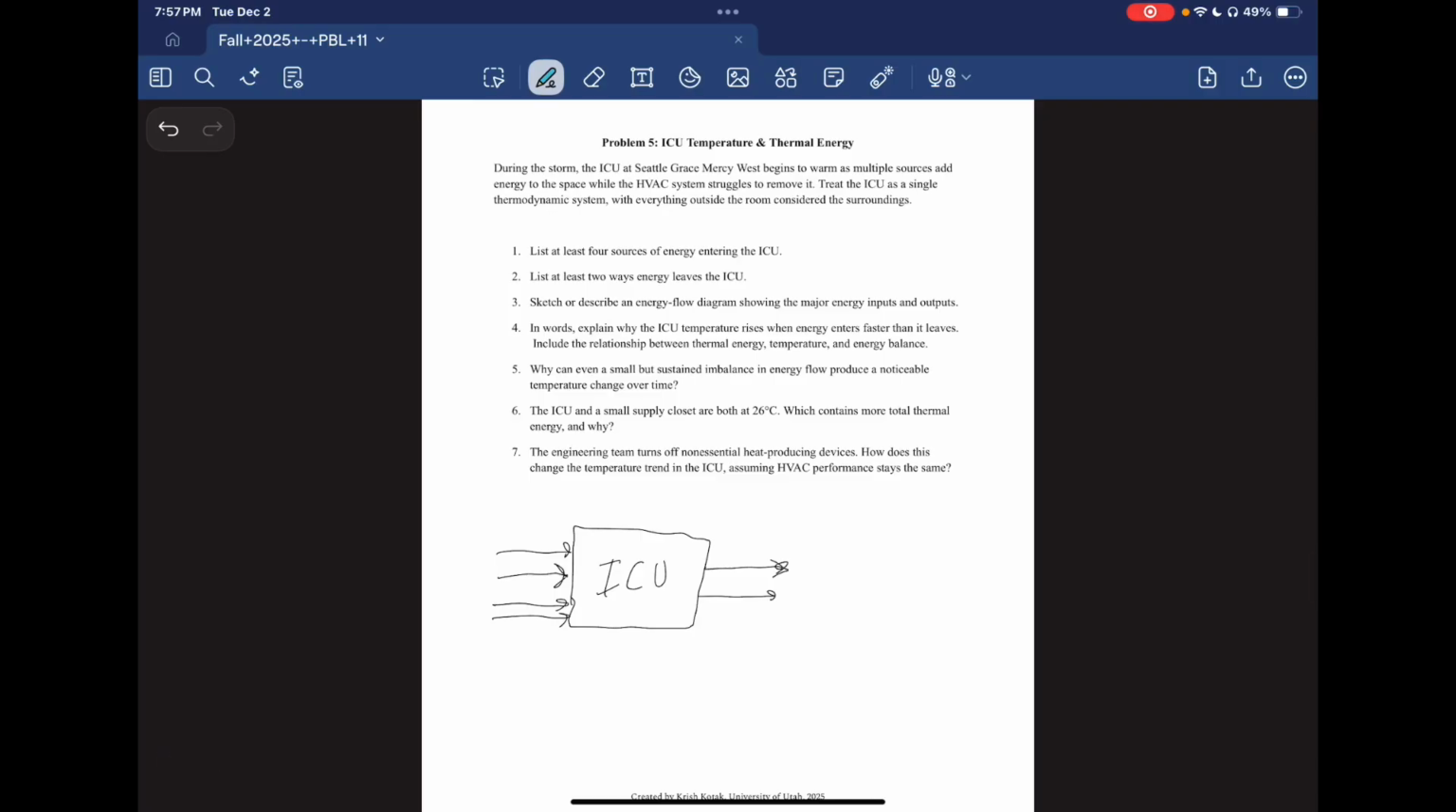Explain why ICU temperature rises when energy enters faster than it leaves. Include the relationship between energy, temperature, and energy balance. So the net thermal energy of the air and objects in the room is increasing because there's more energy coming into the ICU than is removed. So I like to think of it as these four arrows are coming into this space, and then only two arrows are pulling them out.